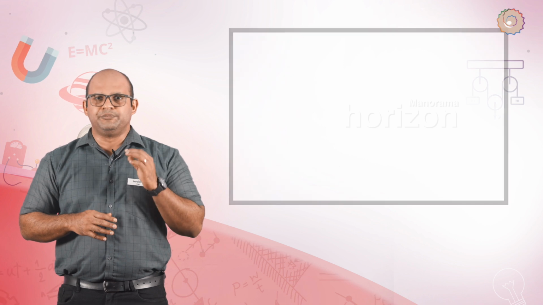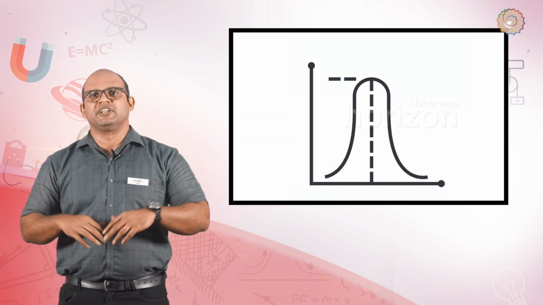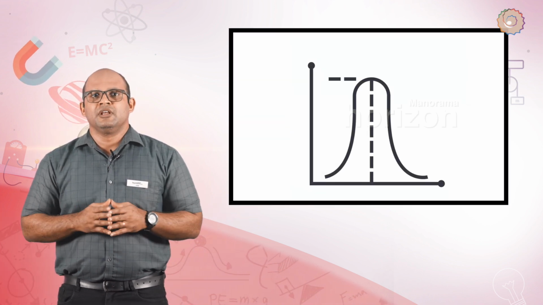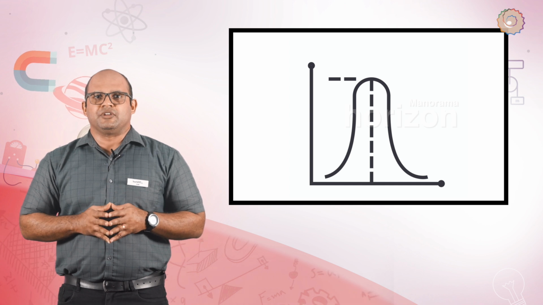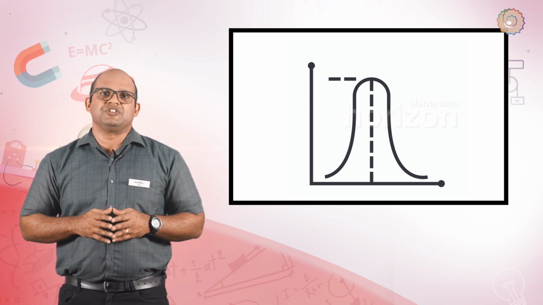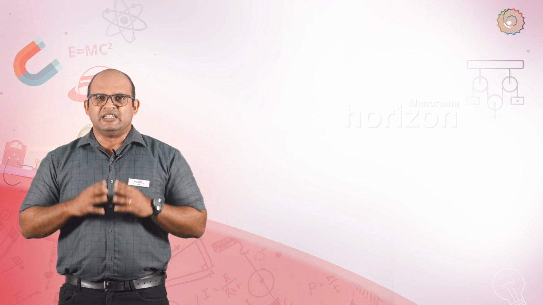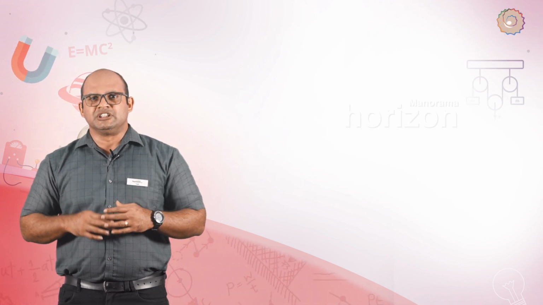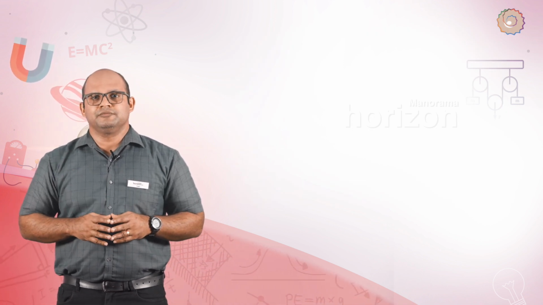A graph is a pictorial representation of the relationship between two quantities. It helps us to visualize how these quantities vary or not vary with respect to each other. But let us set up some assumptions and conventions before we get started on these graphs.